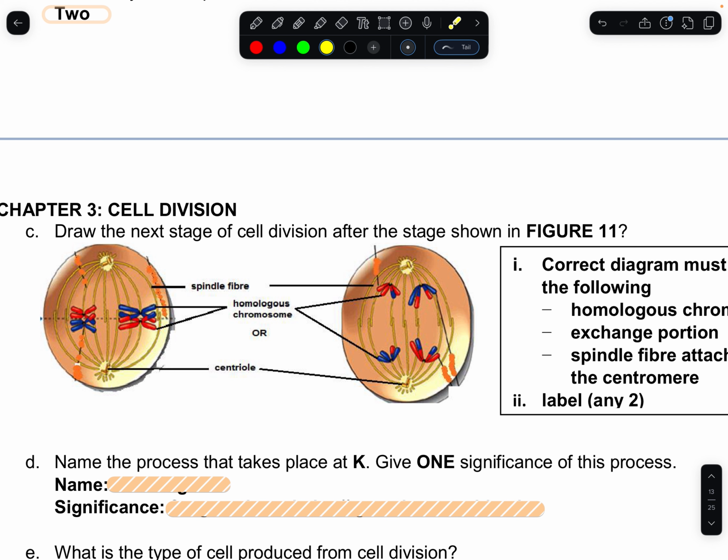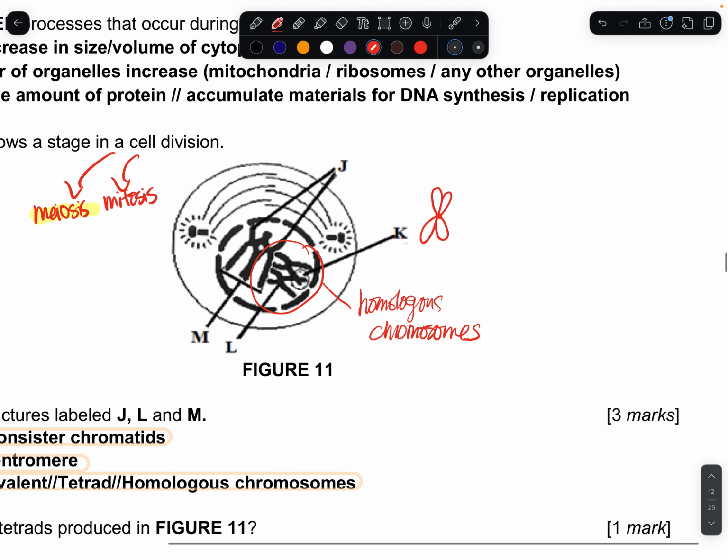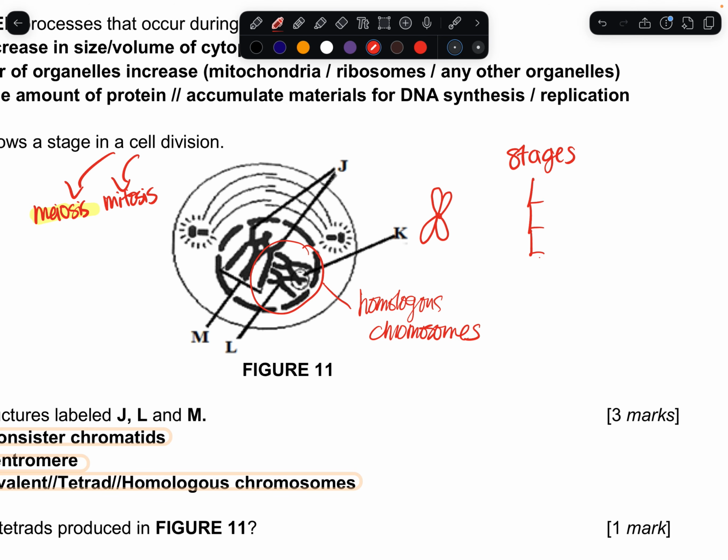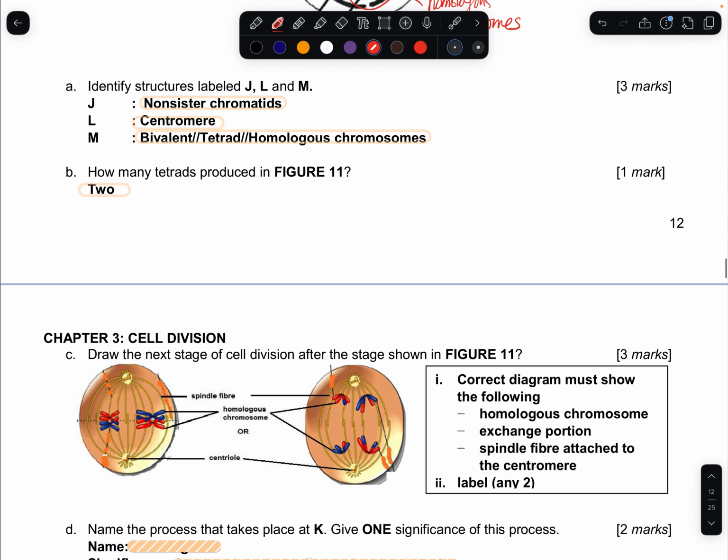Draw the next stage of cell division after the stage shown in figure 11. Jadi, kalau dekat sini kita ingat, kalau stages ada 4 sahaja. Ingat apa? P mat. P besar, M besar, A besar, T besar. So this one kita nampak spindle fiber start to form and we can see the nuclear envelope disintegrate dan masih lagi berpasangan. So adakah ini proses 1 atau proses 2? Mestilah proses 1 sebab masih berpasangan kan? So that's why ini adalah proses 1. Now you have to draw after.